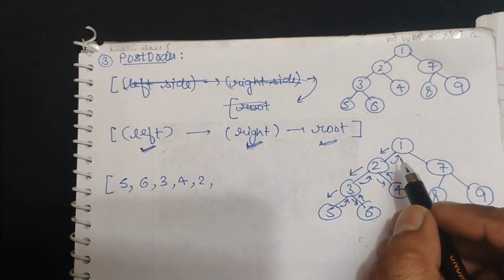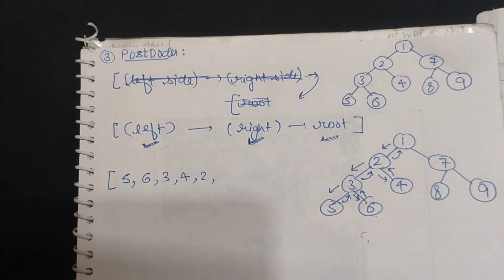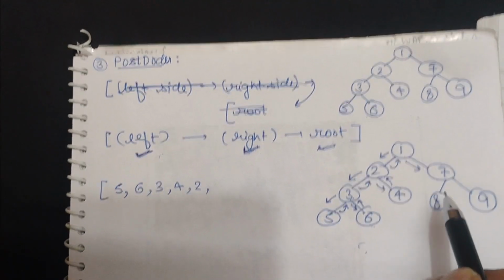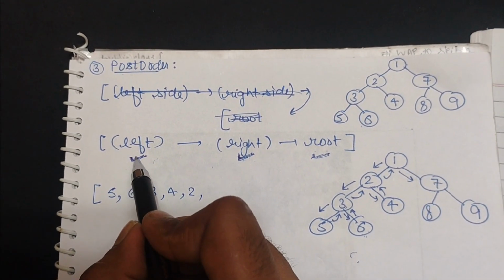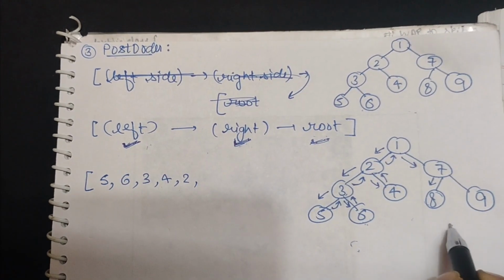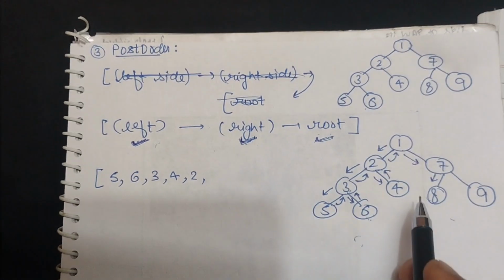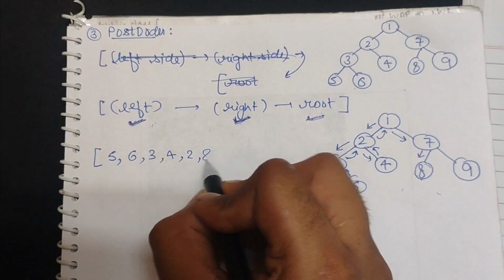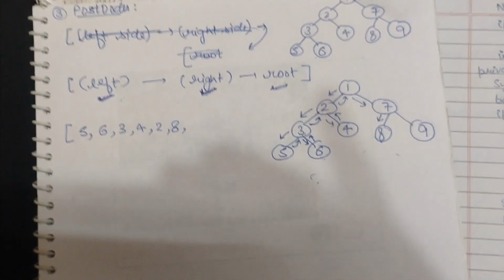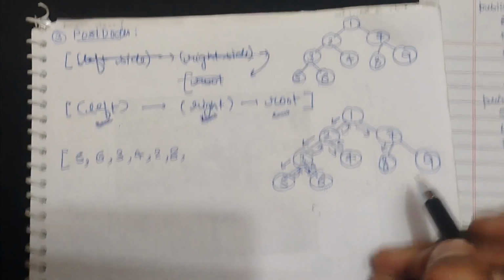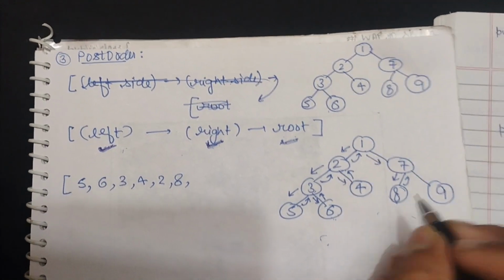After coming to 1, for 1 the left side is executed. For the right side, recursion call to 7. For 7 it will go to the left of 7. Okay, for 8 there is no left and right, so these 2 are executed. For this to be executed we'll print 8. After printing 8 all these 3 are executed. Now there will be a recursion call back to 7 again.